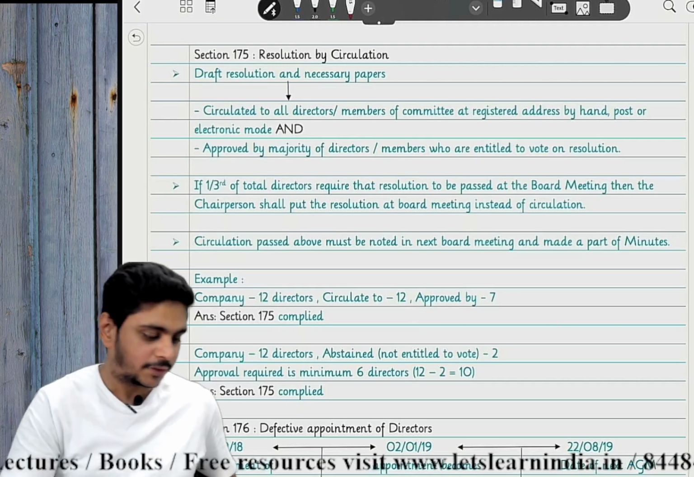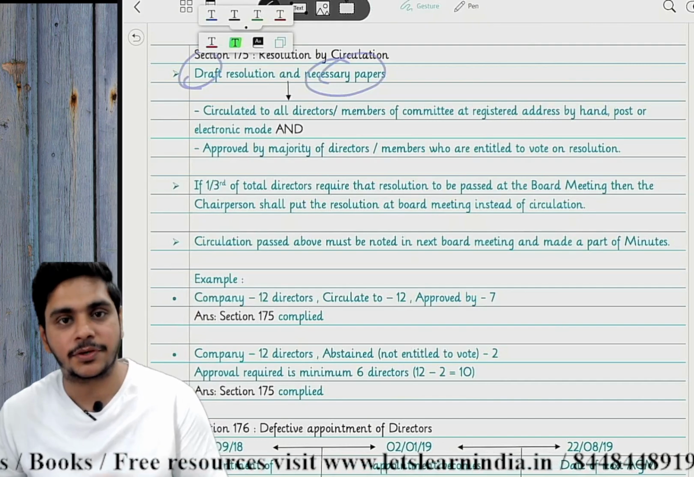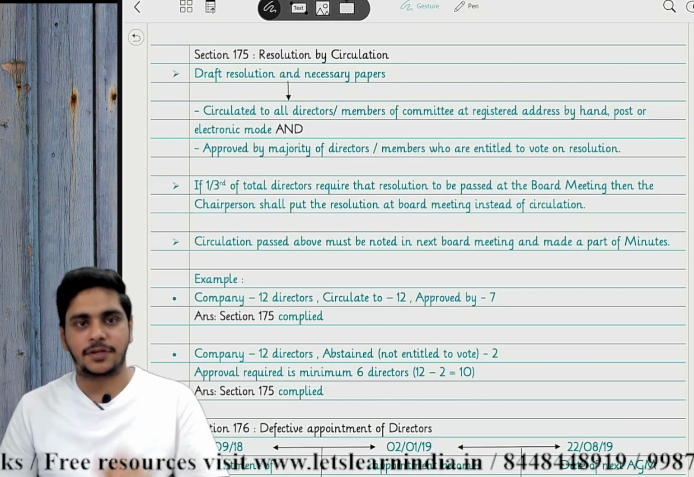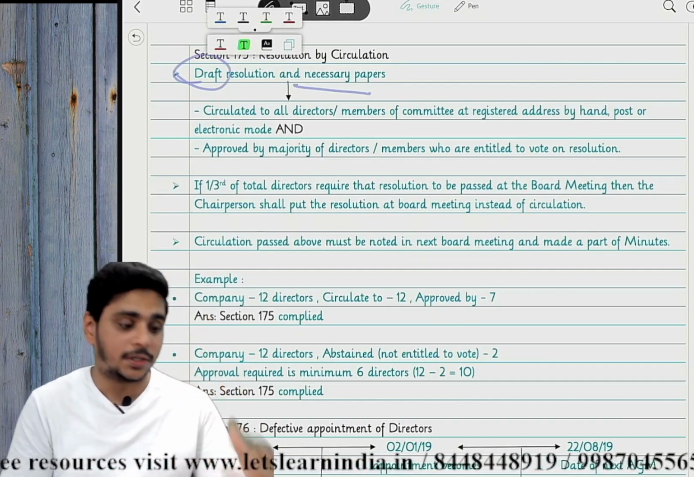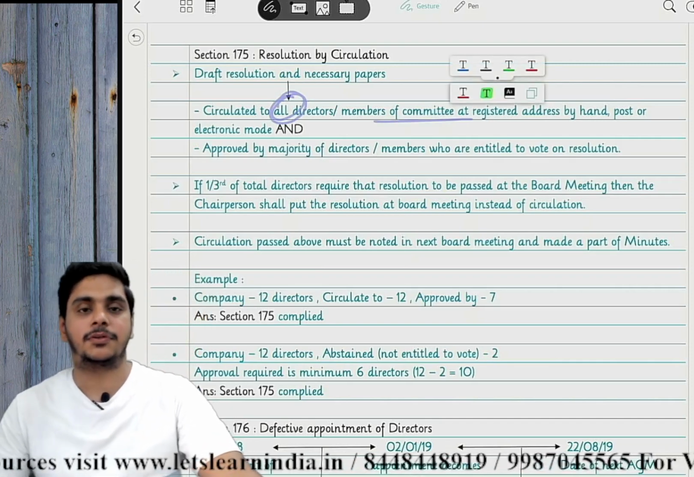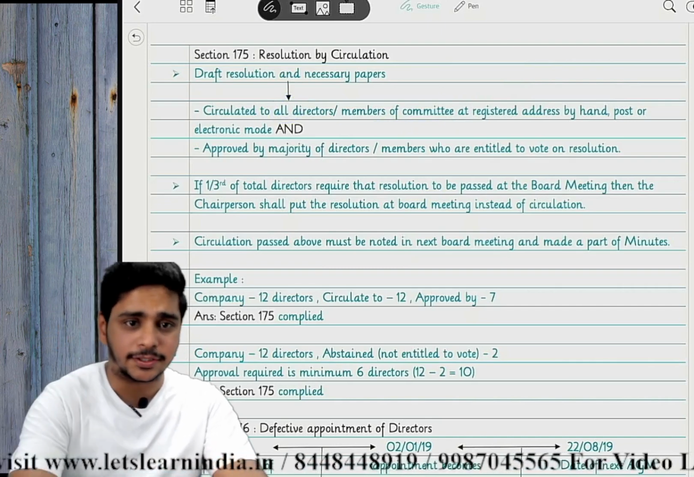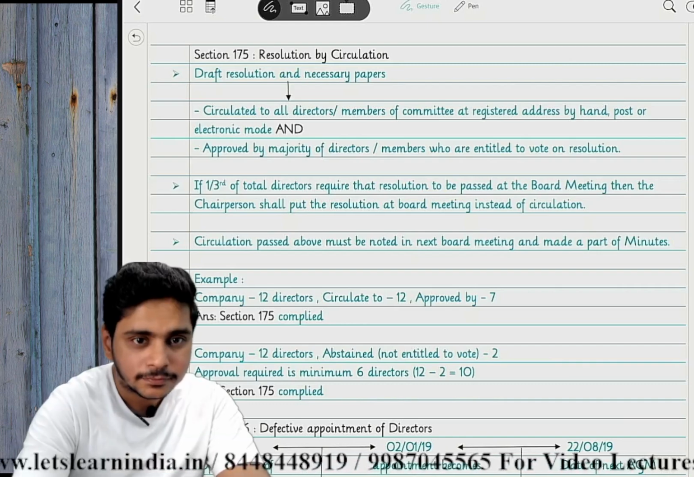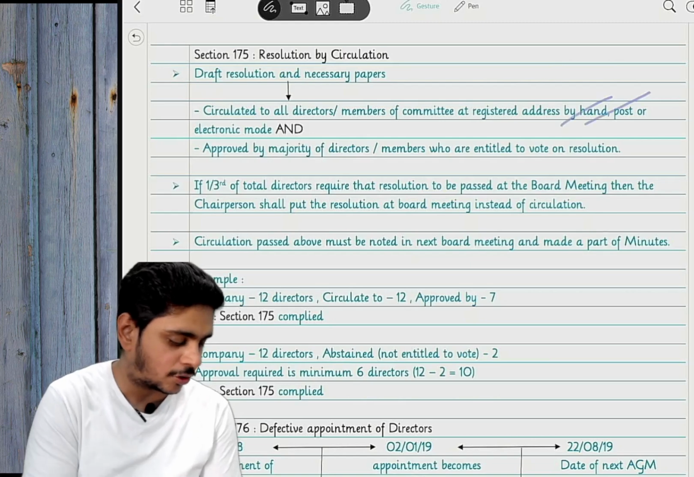So it says the draft resolution along with necessary papers. The word is draft resolution, because we have not yet finalized. That's the reason we are writing the word draft resolution. So the draft resolution along with necessary papers should be circulated to all the directors and members of the committee at the registered address, either by hand or by post or by electronic mode.